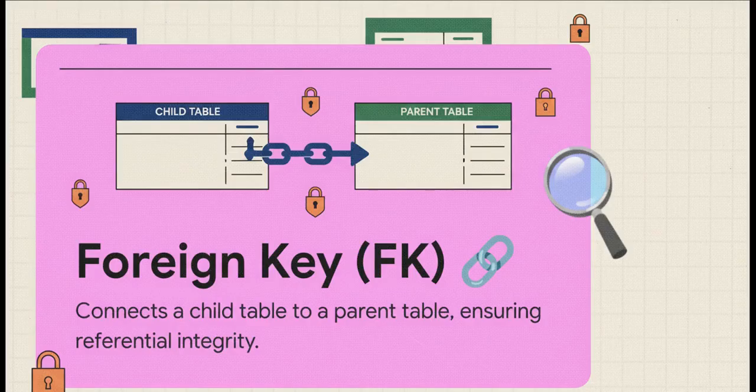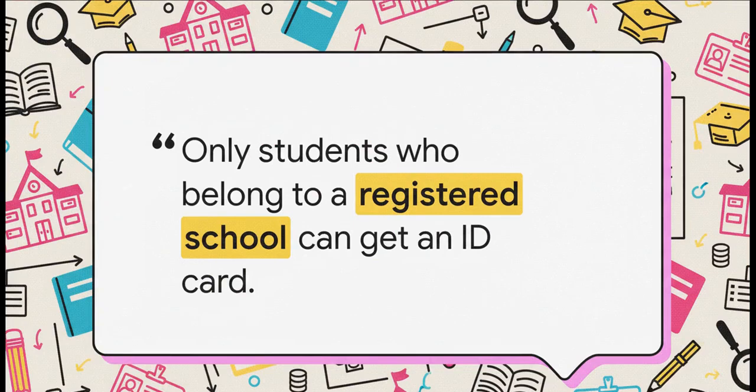This is a big one, the foreign key. A foreign key is all about building valid, logical relationships between your data. It's basically a column in one table, we'll call it the child table, that points directly to the primary key in another table, the parent table. That little link is what keeps all your data connected and consistent. Here's a great way to think about it. You can't get a student ID card for a school that doesn't exist, right?